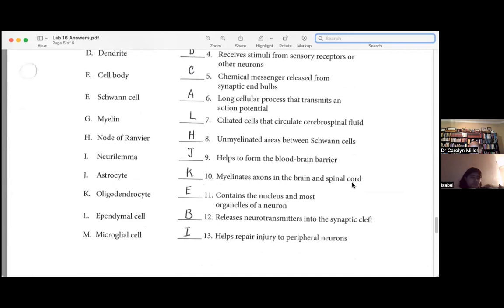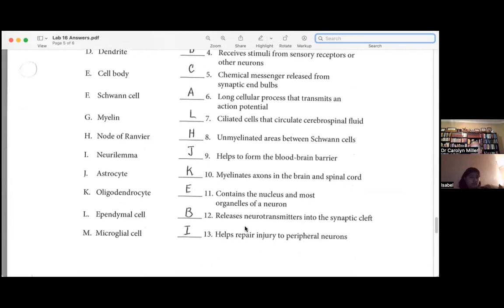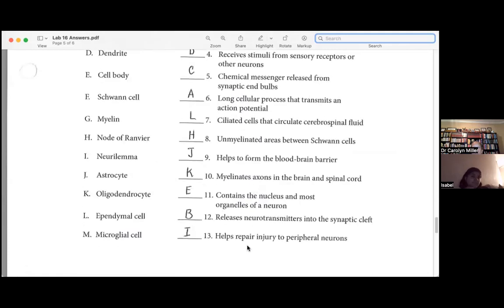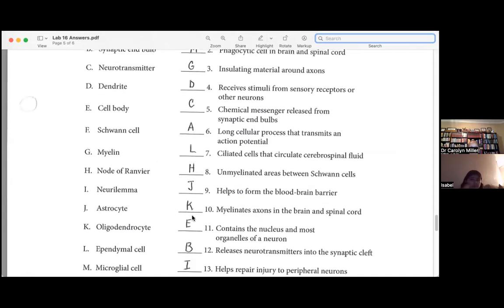Myelinates axons in the brain and spinal cord, the oligodendrocytes. Contains a nucleus and most of the organelles, that's your cell body. Releases the neurotransmitter into the synaptic cleft. Those are my synaptic end bulbs. And helps repair injury to the peripheral neurons. We'll get more of that as we get deeper into the nervous system. But it is the neurolemma, or the membrane, in a nerve cell.